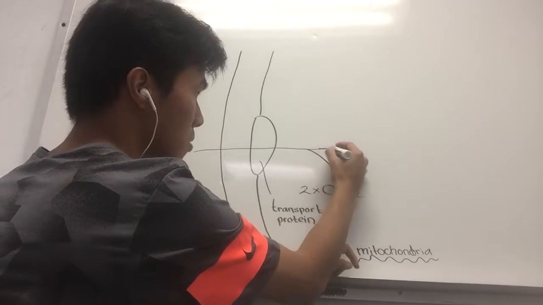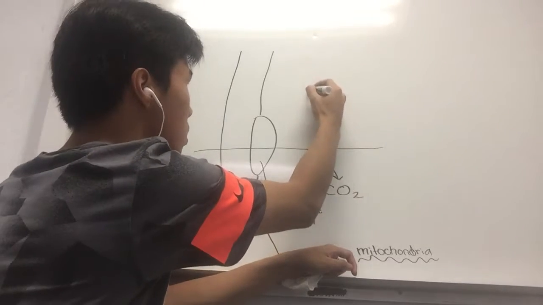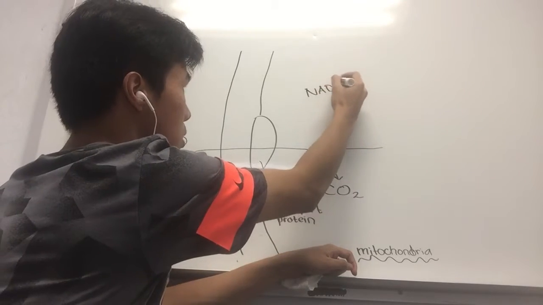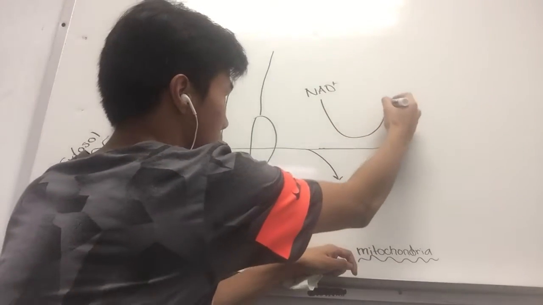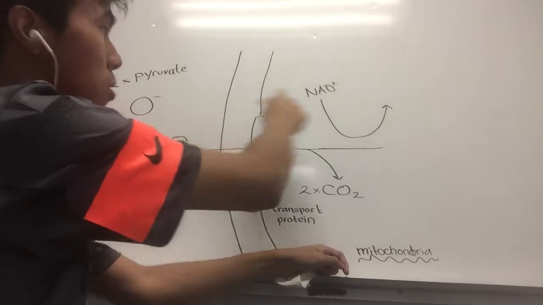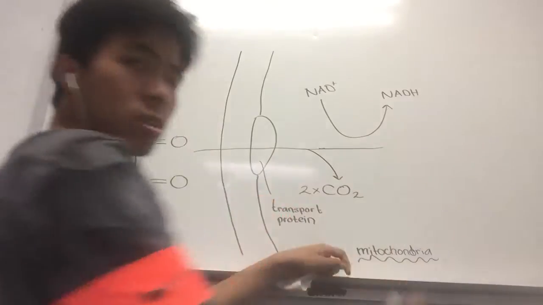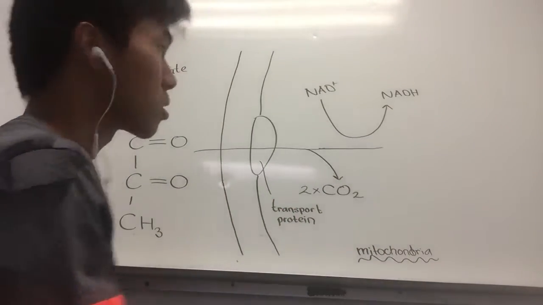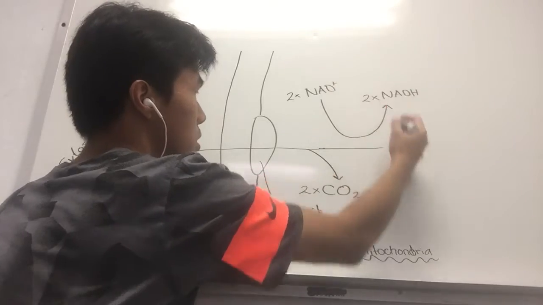And then after that, there's going to be an NAD+ that comes in and carries an electron from the pyruvate and becomes NADH. And once again, since there are 2, there will be 2 NADH as well.